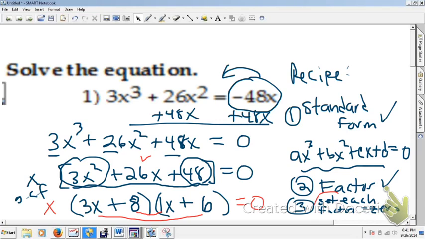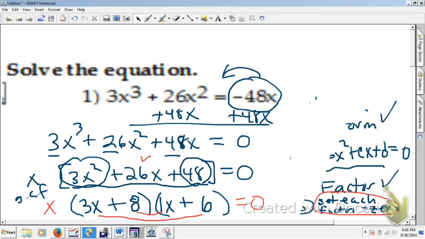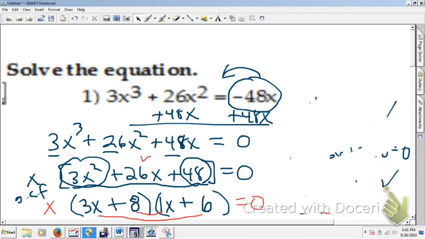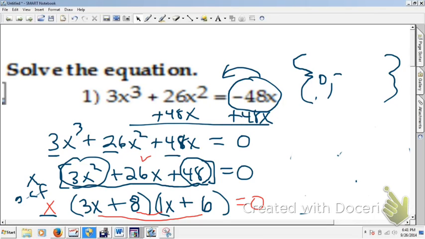Now this bit about set each factor equal to 0 and lay a claim on the solutions. Okay, so what I'm going to do off on the side here is take away this recipe. Now I could physically do that, or I could mentally jump to the final answer. So curly brace, 3 solutions. Obviously 0 is one of the solutions, negative 8/3 and negative 6.